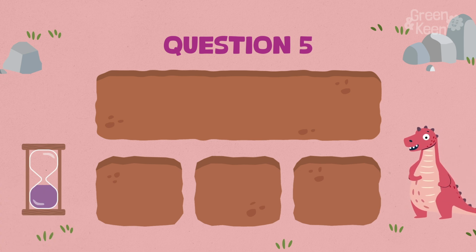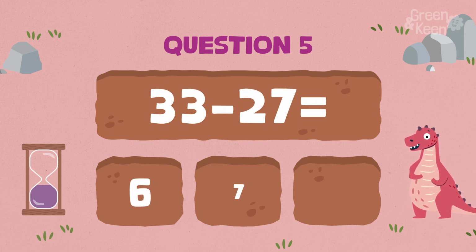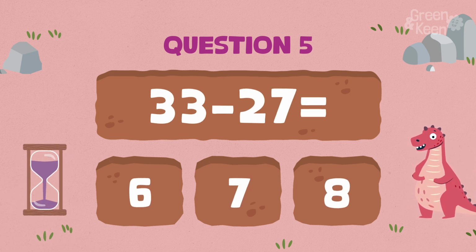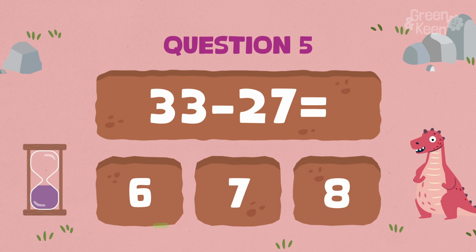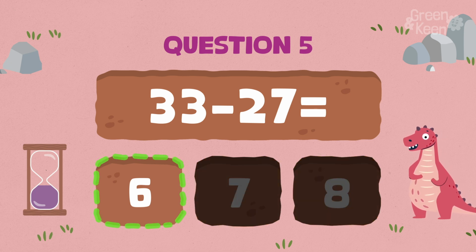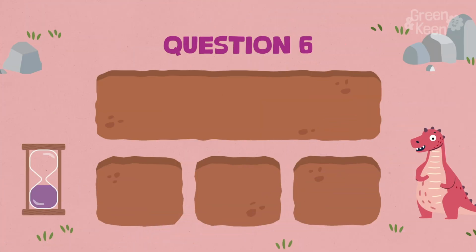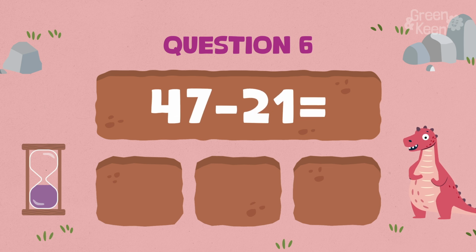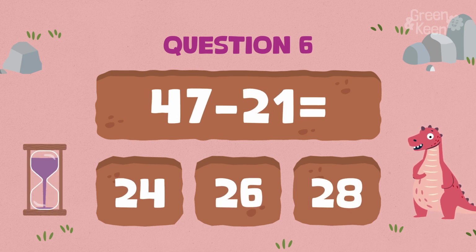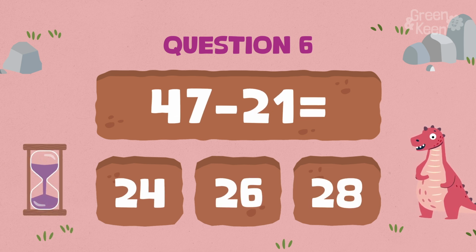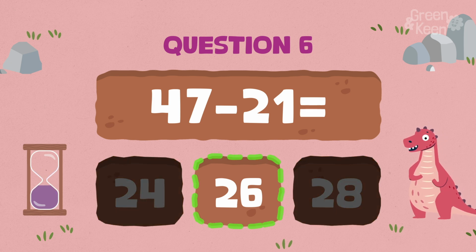Question number 5. 33 minus 27 equals? The answer is 6. Question number 6. 47 minus 21 equals? The answer is 26.